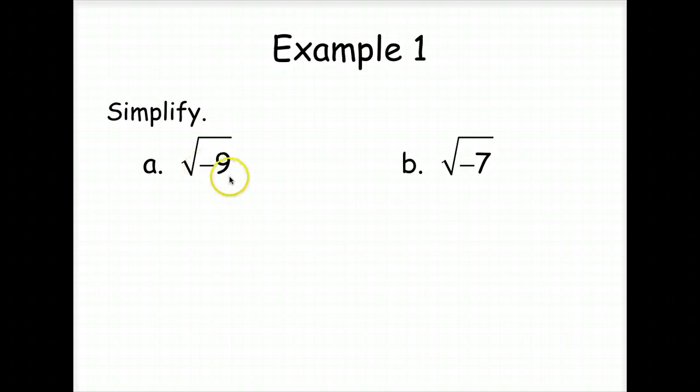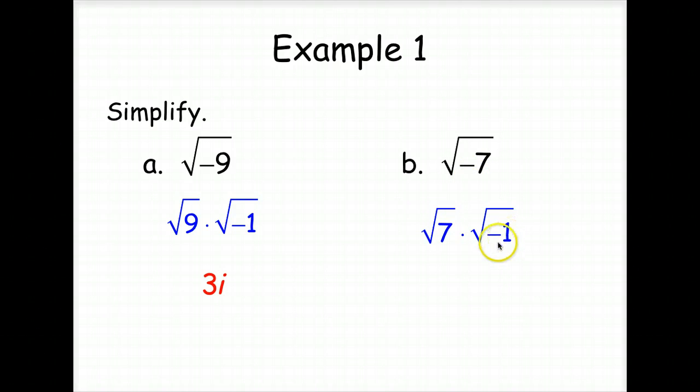To simplify the square root of negative 9, we can say that it's the square root of 9 times the square root of negative 1. The square root of 9 is 3. The square root of negative 1 is i. We can rewrite this one as the square root of 7 times the square root of negative 1. So this is going to be i times the square root of 7. See how easy that is?